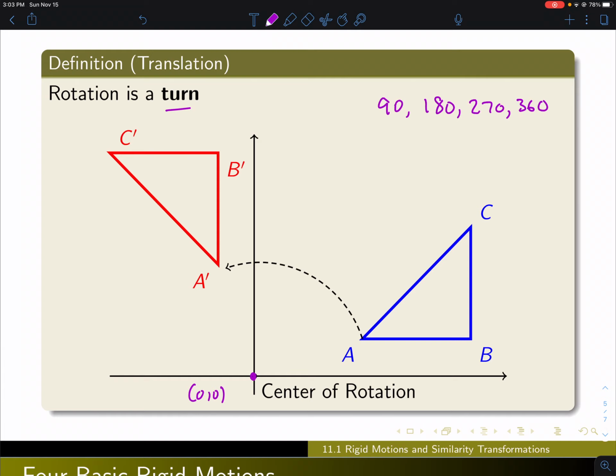Again, it's not that you can't rotate it 45 degrees or 21 degrees or anything like that, but it's a little harder to do the math on it. It always involves some trig and stuff like that. So for us, we're pretty much going to be sticking with 90-degree rotations.